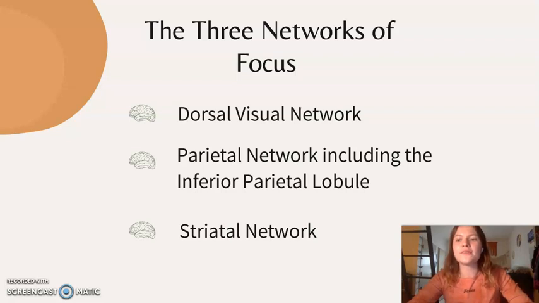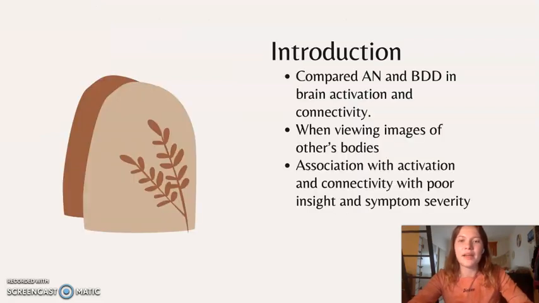Alright, the three networks of focus the study compares in terms of connectivity and activity are the dorsal visual network, the parietal network, including the inferior parietal lobule, and the striatal network. These are networks that are relevant when reviewing images of other people's bodies. The study compared anorexia and body dysmorphic disorder in brain activation and connectivity in relevant networks when viewing images of others' bodies and tested their relationship with clinical symptoms and subjective appearance evaluations.